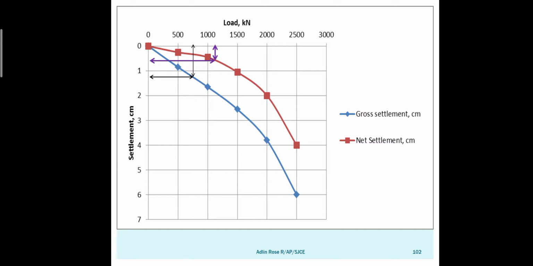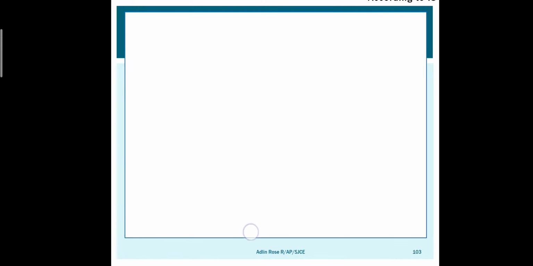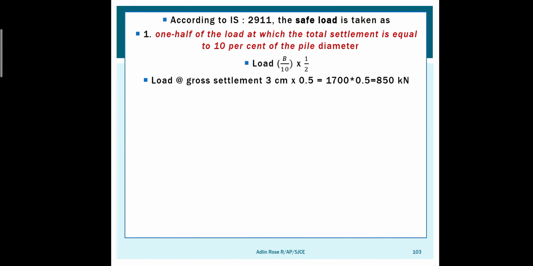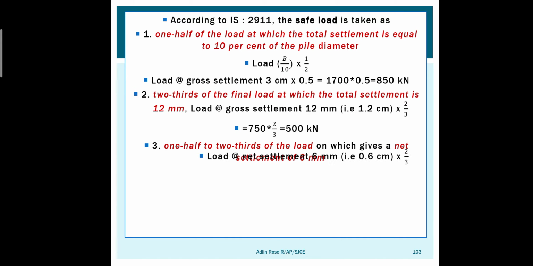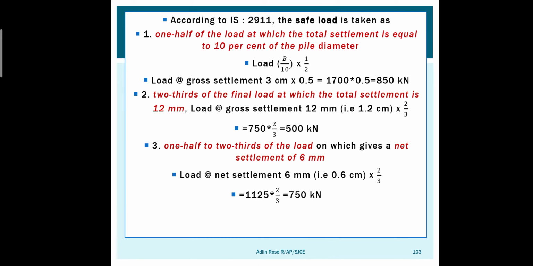You should note for 3 centimeter the red color line, for 3 centimeter red color arrow, the 3 centimeter settlement in gross settlement curve. So 3 centimeter corresponding on a load is taken, and that load is multiplied by 1 by 2. So 3 centimeter corresponding on a settlement is 1700 into 1 by 2 is 0.5. So you'll get 850 kilonewton. So we find 3 kilonewton values and we take the least of this.